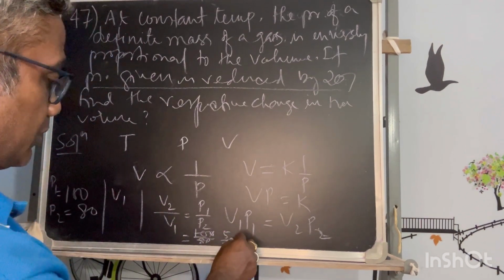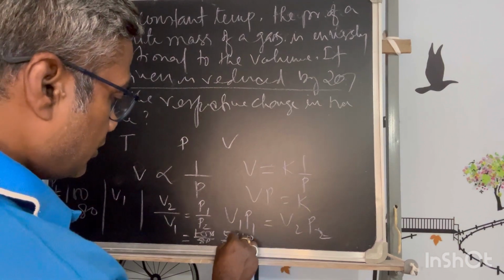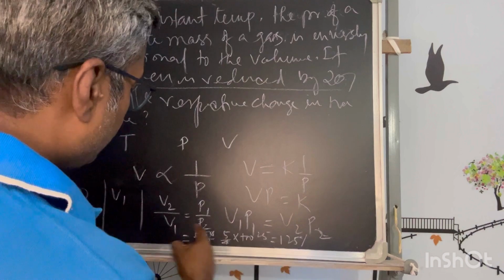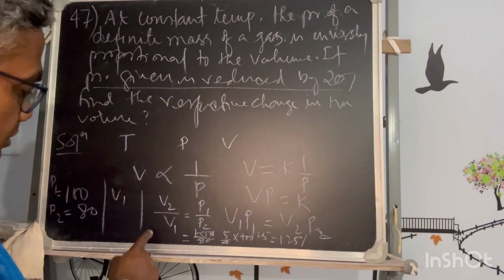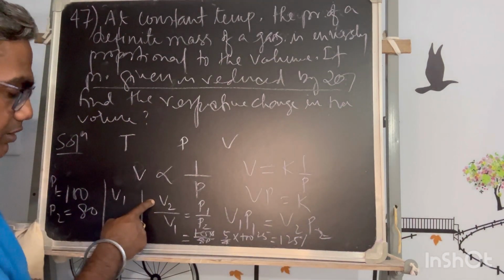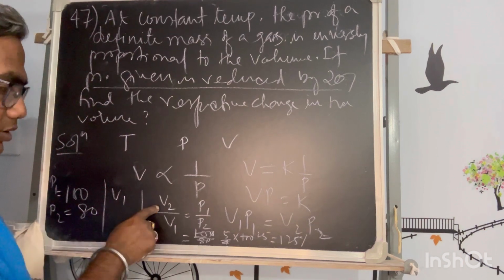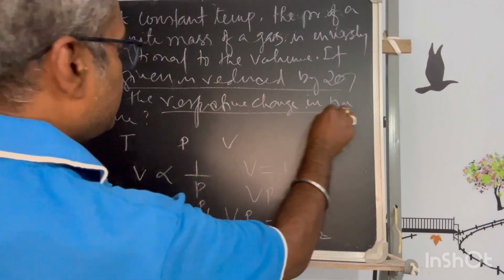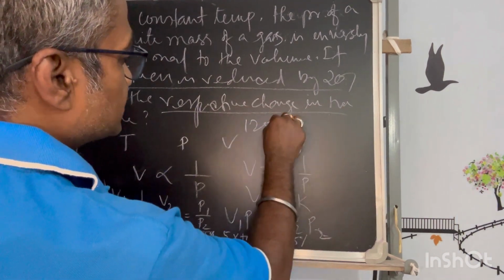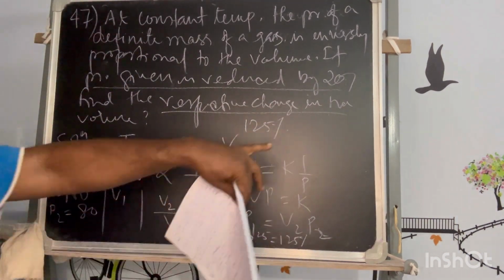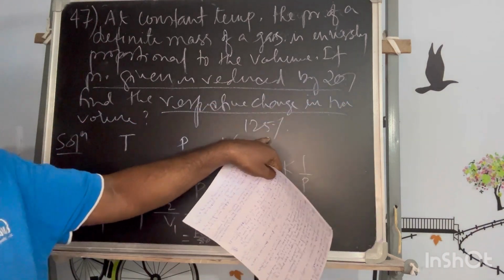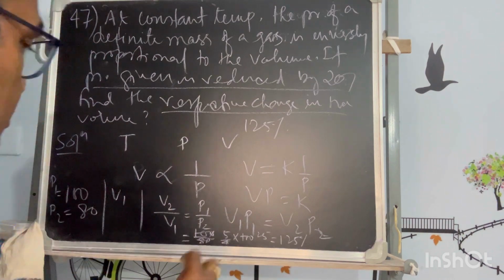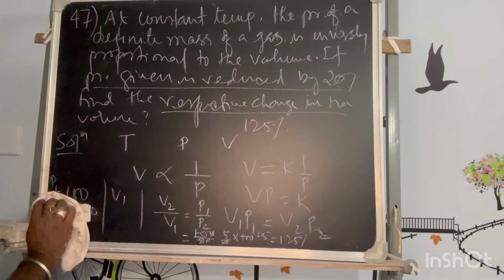So if you put it in percentage, I have to multiply with 100. So that means 125%, that volume will increase. So if the initial volume is 100, the final volume after that reduction will be 125% of the initial volume. So that is the respective change in the volume. This is 125%. That would be my answer. If the pressure is reduced by 20%, the volume will be 125%. Okay, so this way it has to be done.